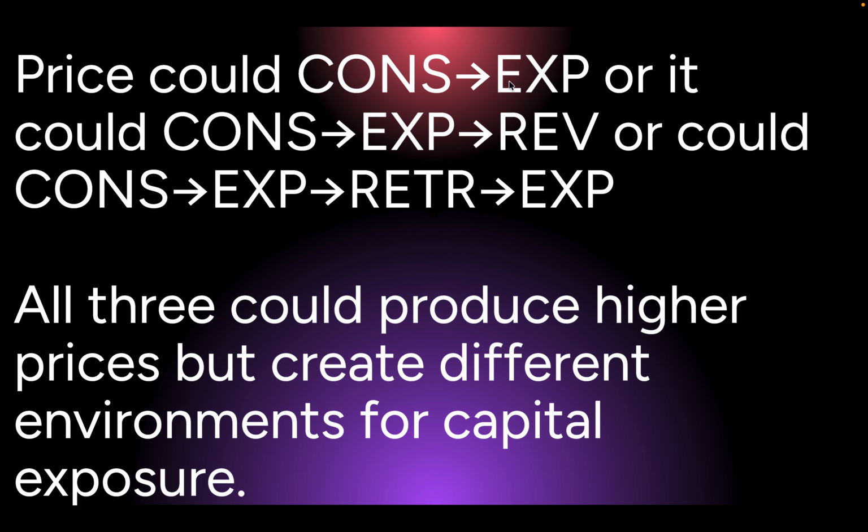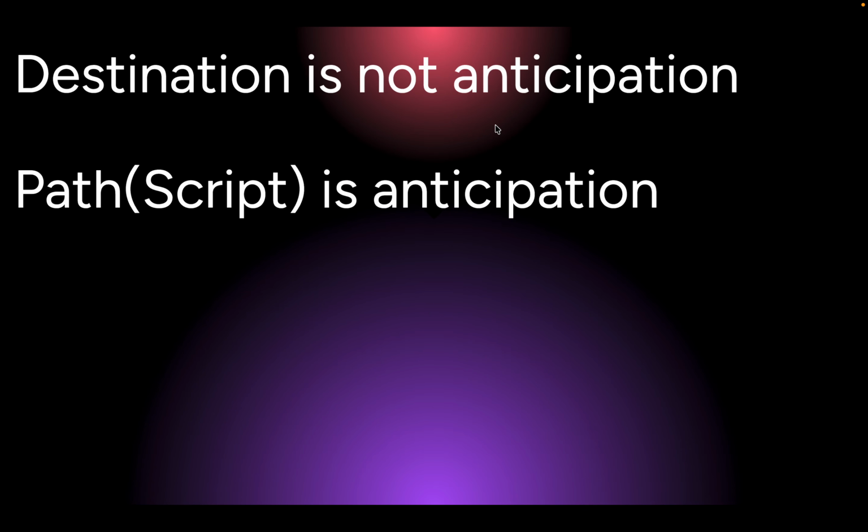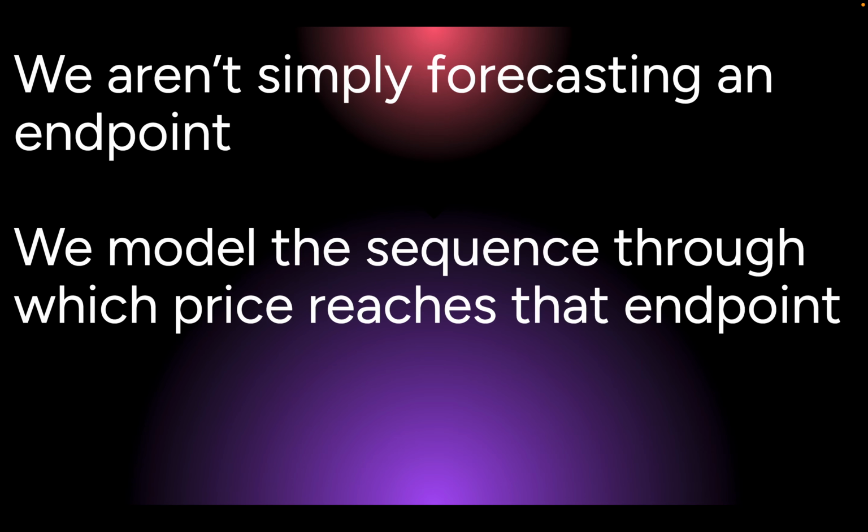Consolidation to expansion is an example of an anticipation. Consolidation, expansion, reversal is an example of an anticipation, not simply price is going to go higher. We're not simply forecasting the price is going higher, we're saying how price is going to go higher.